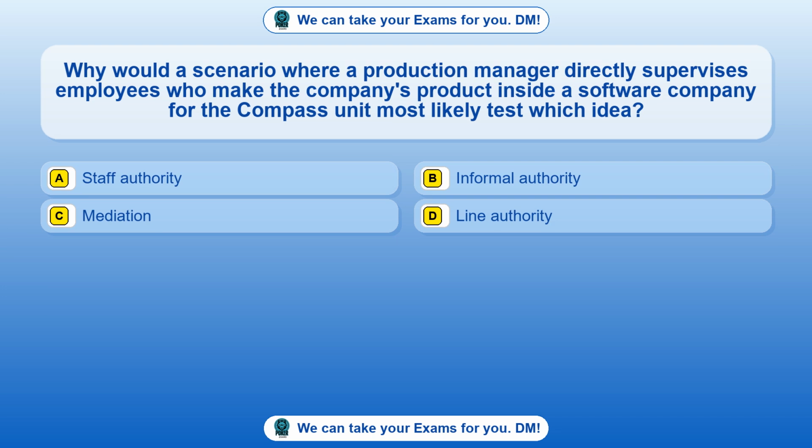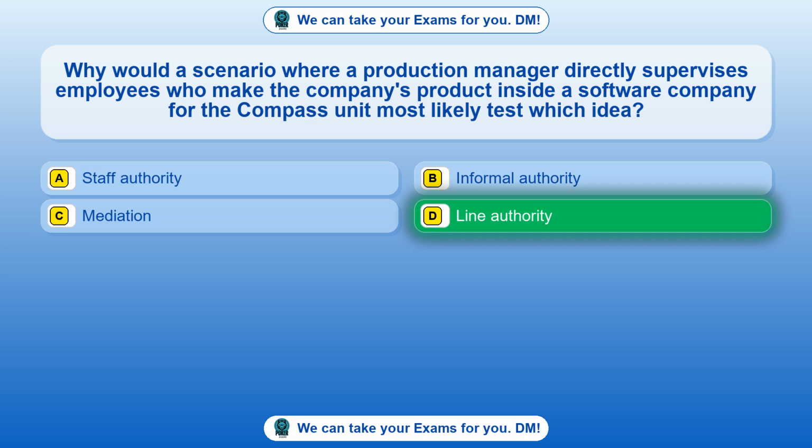Question 82. Why would a scenario where a production manager directly supervises employees who make the company's product inside a software company for the Compass unit most likely test which idea? Option A, staff authority. Option B, informal authority. Option C, mediation. Option D, line authority. The correct answer is option D, line authority.